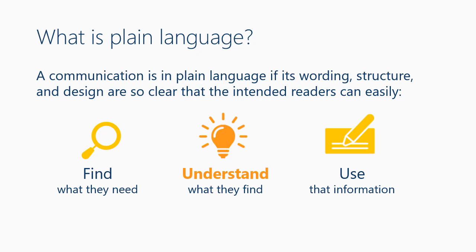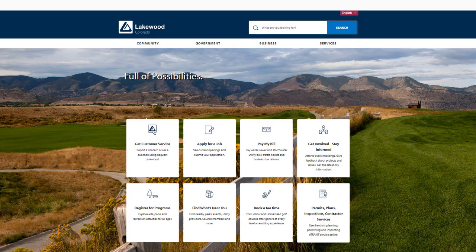Next, readers should be able to understand what they find. That means avoiding the jargon and acronyms we all use in our day-to-day work. And then people need to be able to use that information to meet their needs. The key with this approach is to focus on the reader. Let's see what it looks like to write using plain language.